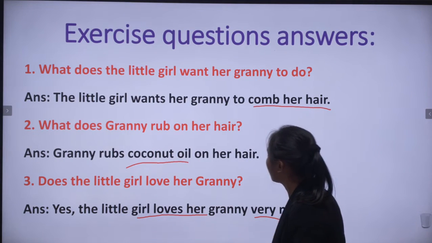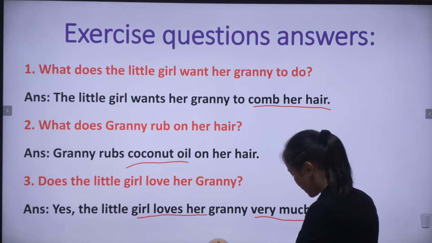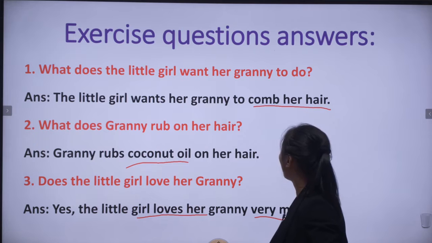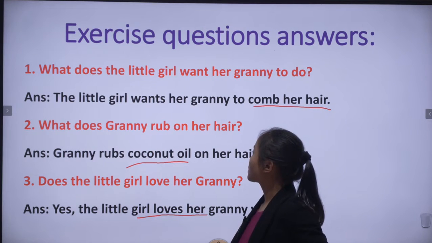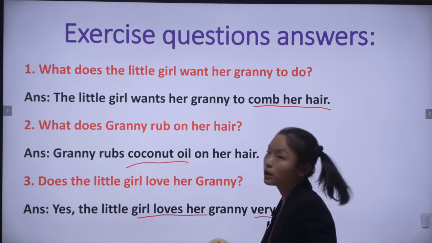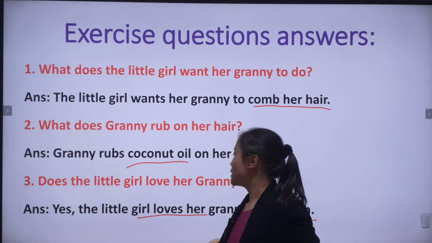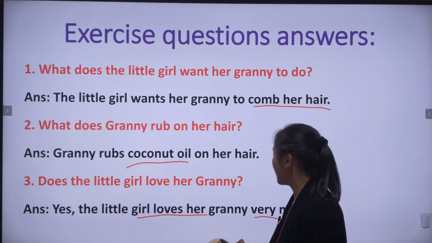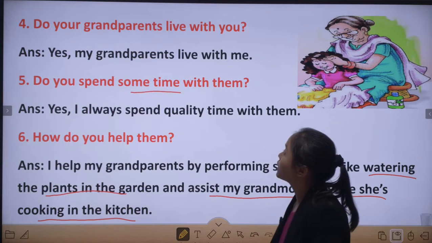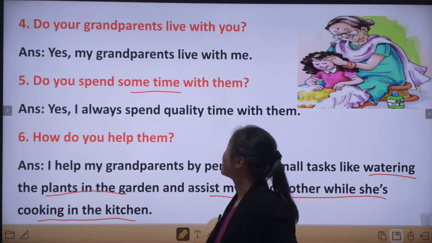Let's see it once again, the question and answer. What does the little girl want her granny to do? The little girl wants her granny to comb her hair. What does granny rub on her hair? Granny rubs coconut oil on her hair. Does the little girl love her granny? Yes, the little girl loves her granny very much. Do your grandparents live with you? Yes, my grandparents live with me.